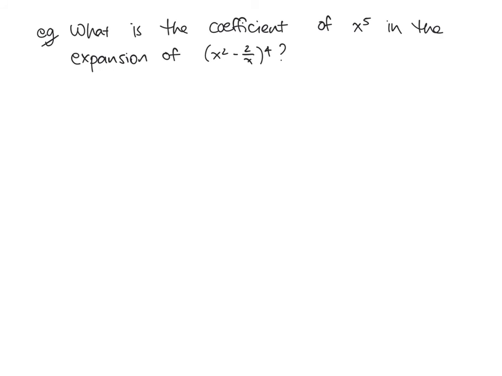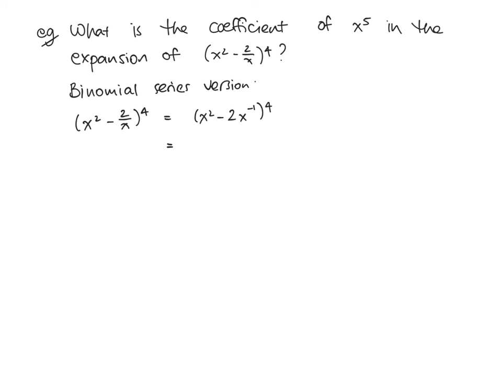Now we're going to work through the same example, but this time we're going to use the binomial series. The first thing we need to do is write our x squared minus 2 over x to the 4 in the format that we can use for the binomial theorem. I'm going to write it as x squared minus 2x to the minus 1 to the 4. And then I'm going to do the same trick that we played previously. I'm going to take out a common x squared, so that I have a 1 minus 2, and then I have an x to the minus 3, and all of that is raised to the power 4.